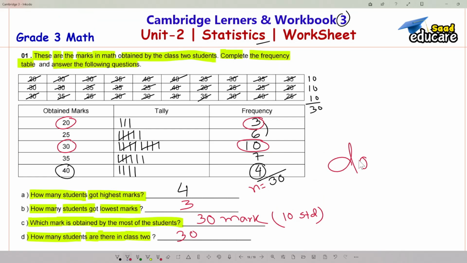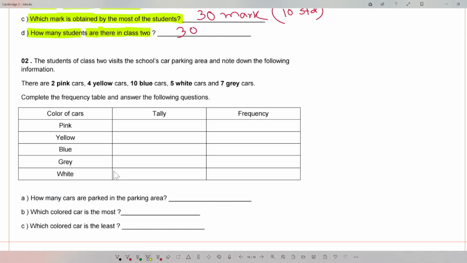All done. Second question: the students of class 2 visited the school's car parking area and noted down the following information. The information is 2 pink cars, 4 yellow cars, 10 blue cars, 5 white cars and 7 gray cars. Complete the frequency table and answer the following questions.